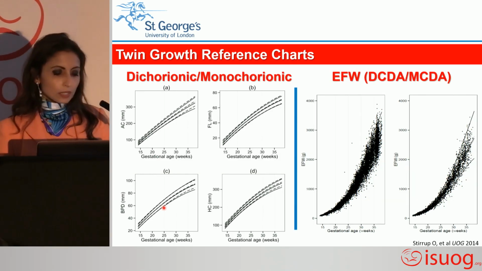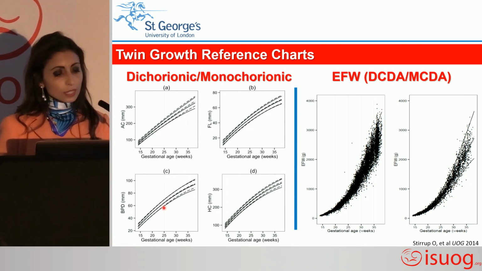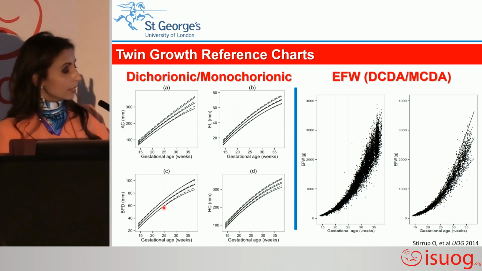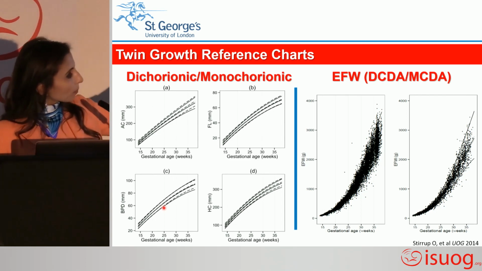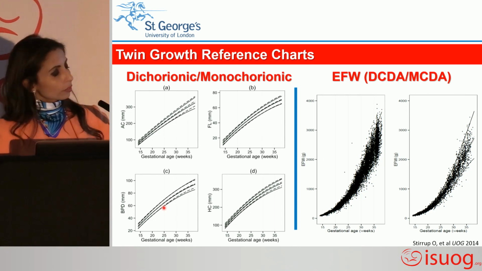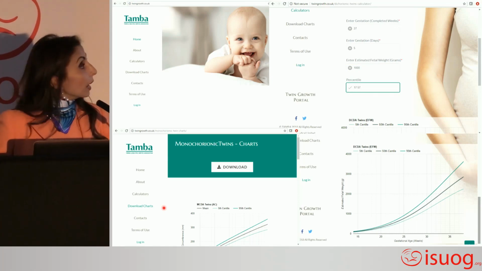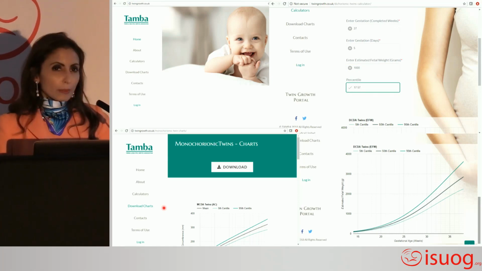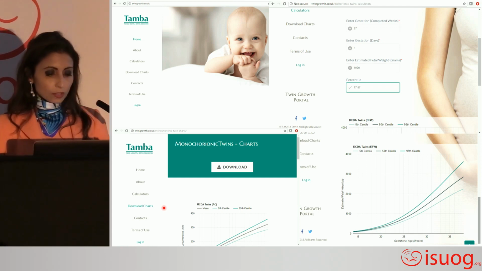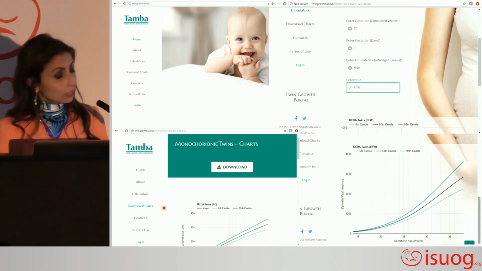And therefore, what we did is use this large data to build twin-specific growth charts. So you have dichorionic twin charts and monochorionic twin charts, and you have charts for the individual biometry, so head circumference, abdominal circumference, femur length, and also for the estimated fetal weight. And that's been published. Then it took us about a year to work with the ultrasound companies and ultrasound databases to integrate that in ViewPoint or Australia, so that's available.